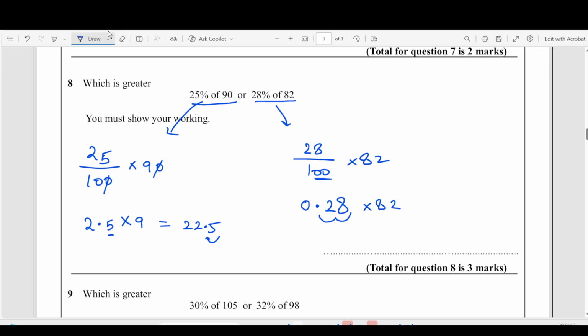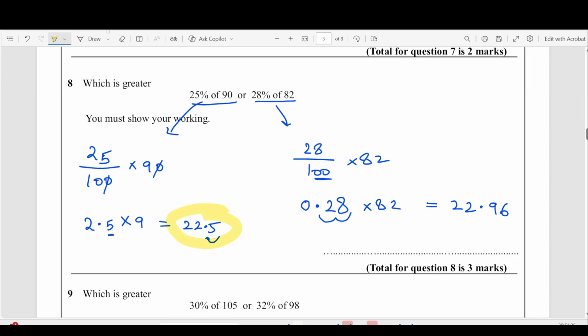We times it with 82. So 0.28, if we times it with 82, we can just times 28 with 82 and put the decimal after two digits, which is 22.96. So as you can clearly see, this is 22.5, this is 22.96. If you compare, 22 is the same, but 9 is greater than 5. That's why this number is greater, right?